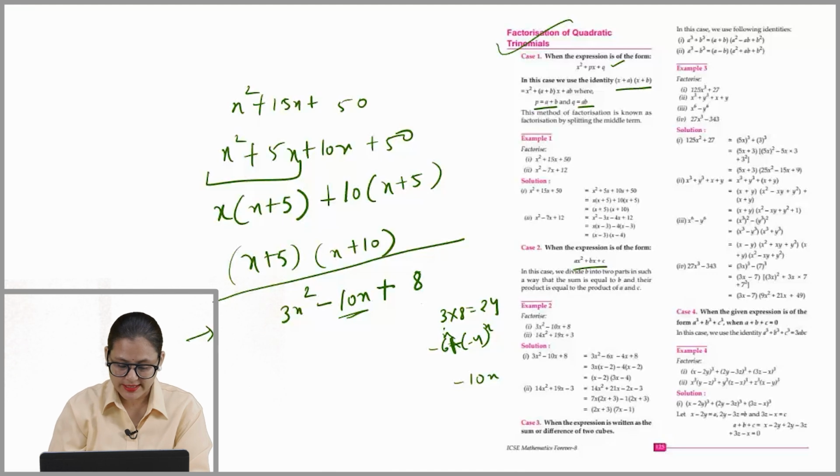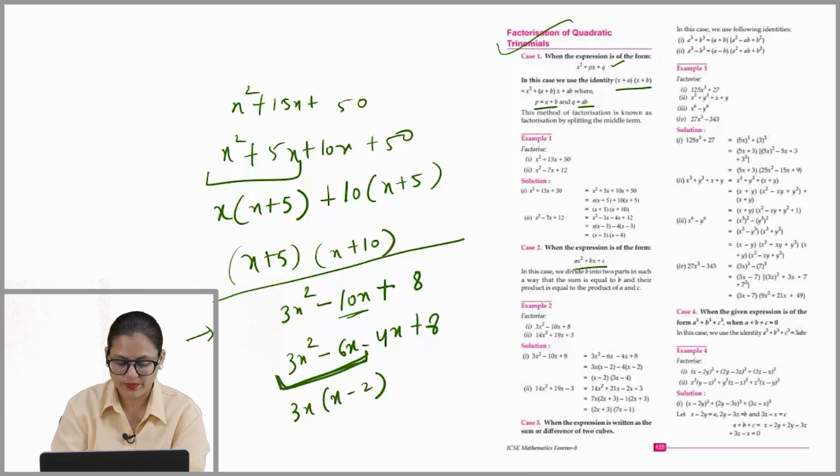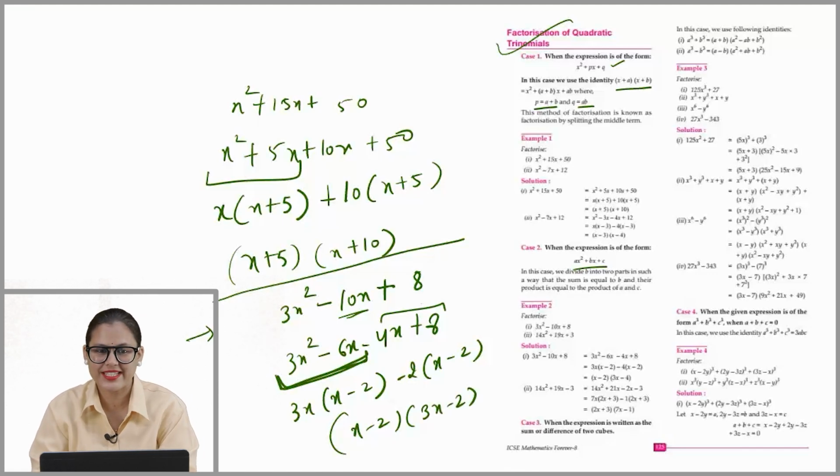So, how will you factorize it? See, now we will write it as 3x square minus 6x minus 4x plus 8. Now, find the common factor, 3x, x minus 2, here minus 2, x minus 2. So, x minus 2 and 3x minus 2, these are the factors, right?